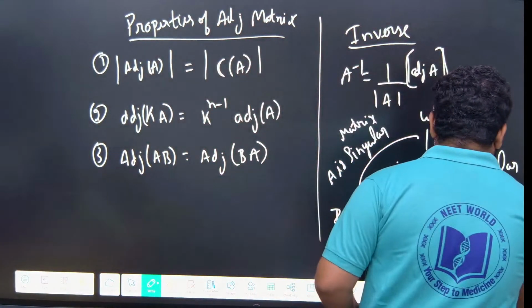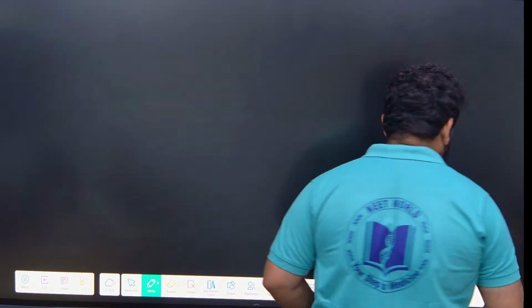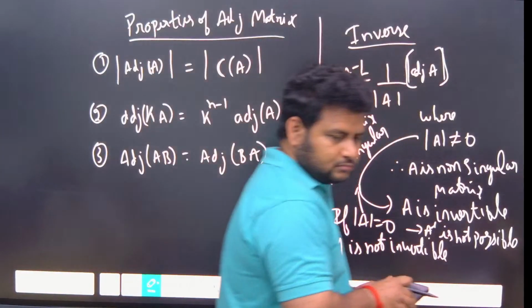Now we will study properties related to the inverse of a matrix. Write down.